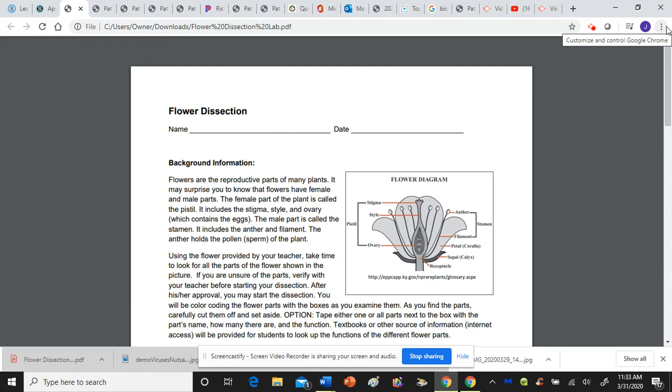and you can scan this or make pictures or whatever you need to do to send it back to me.